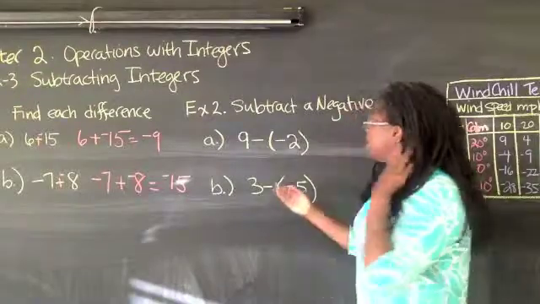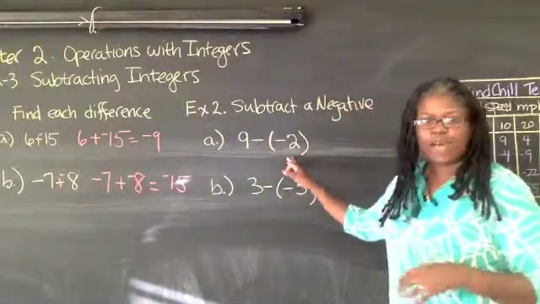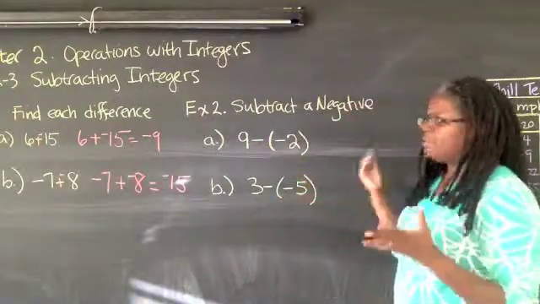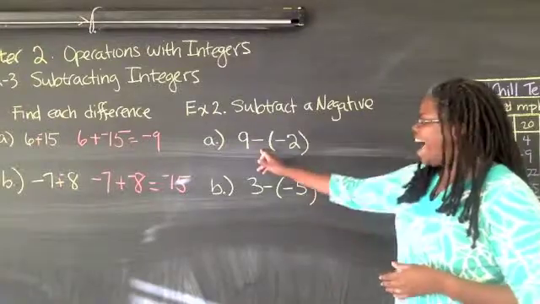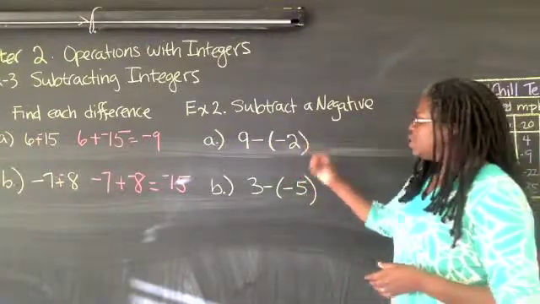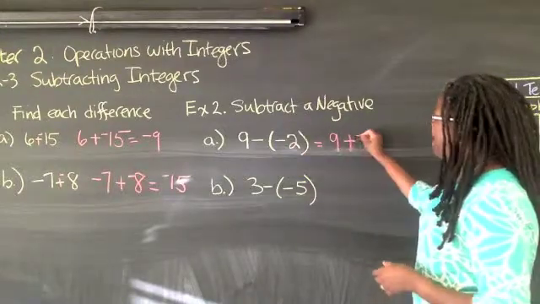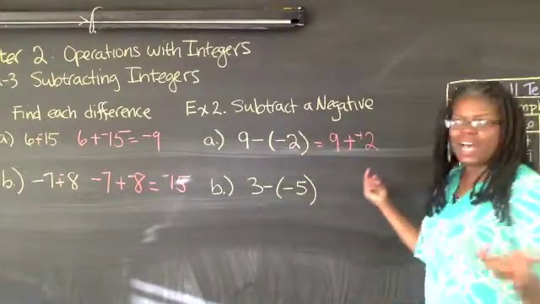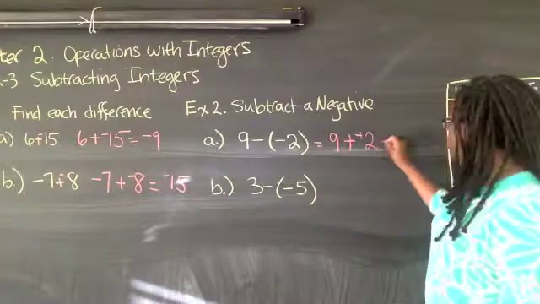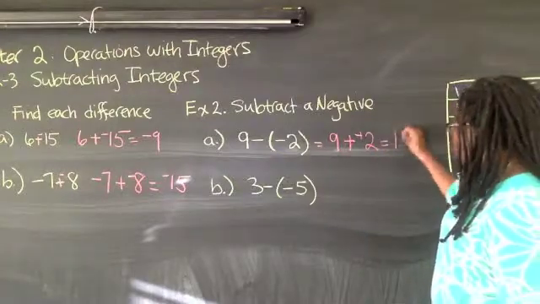For this next example, we are subtracting a negative number. Still the same rule. We're going to do the same keep, change, change idea, or adding the additive inverse. So what we have is 9 plus a positive 2. And 9 plus positive 2, both signs are the same. We're just going to add and keep the sign the same, and so our answer is 11.